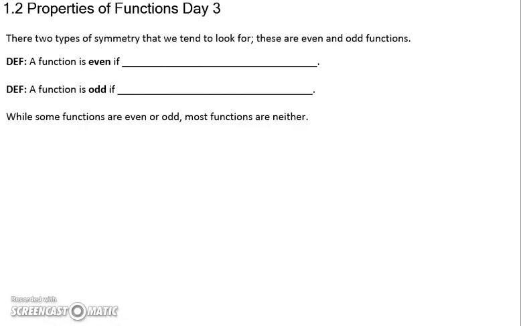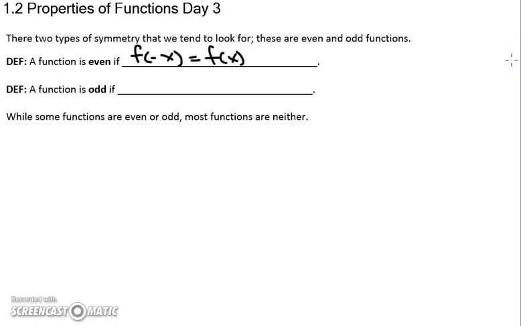Alright, in this video we're going to finish talking about properties of functions. The first things we're going to talk about are even and odd functions. So there's two types of symmetry, and those are going to be even and odd. A function is even if f of negative x is equal to f of x.